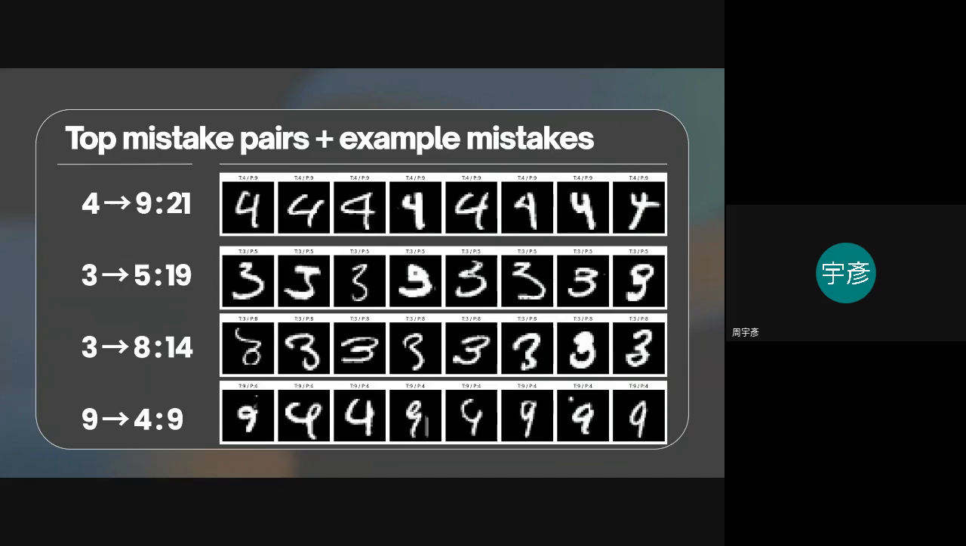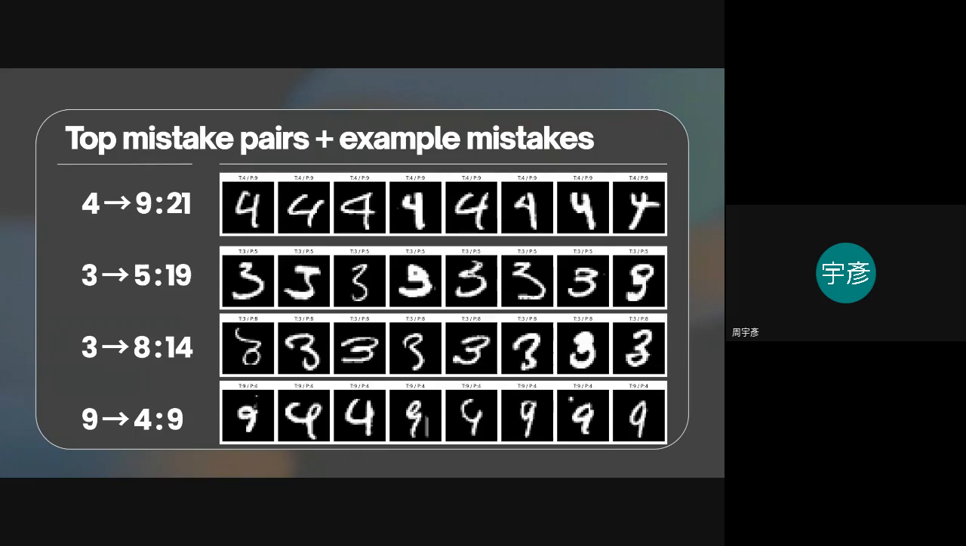This slide summarizes the most frequent mistake pairs and also shows real examples of misclassified images. In this experiment, the most common mistakes are 4 predicted as 9, which happened 21 times, 3 predicted as 5, which happened 19 times, 3 predicted as 8, which happened 14 times, and 9 predicted as 4, which happened 9 times. These mistakes are quite reasonable because these digit pairs are visually similar in handwritten form.